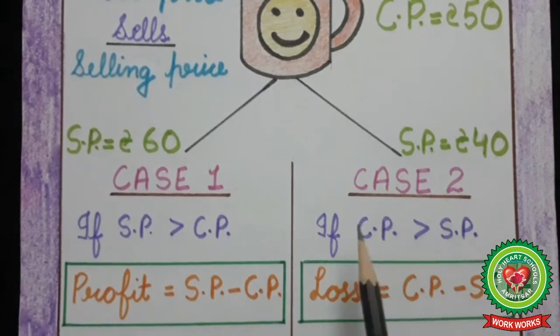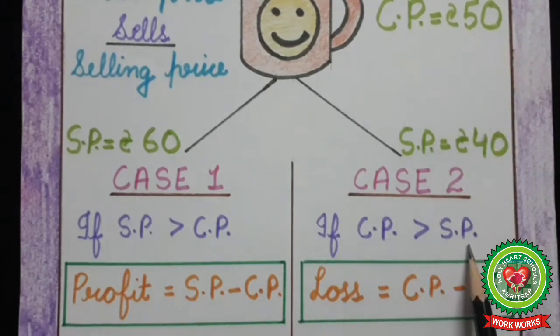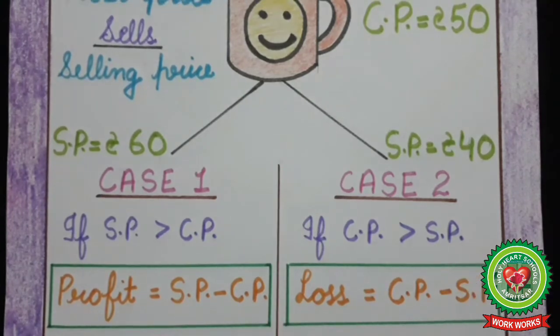On the other hand, if CP is greater than SP, that means the cost price at which he buys the mug is more than the price at which he sells the mug. In this case, the shopkeeper will be in loss. So loss is equal to CP minus SP. You must remember these two formulas in order to attempt the sums of profit and loss. Profit is also called a gain.